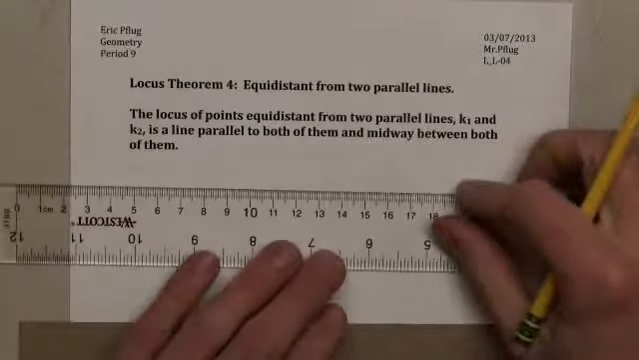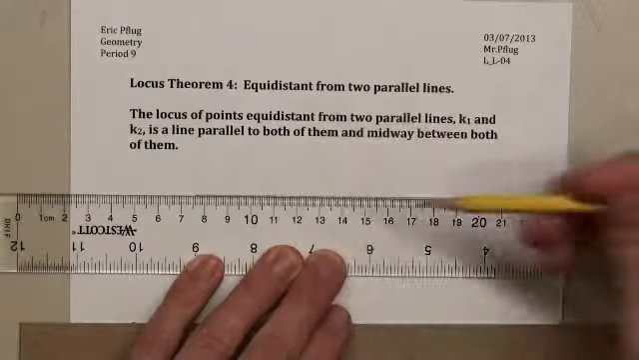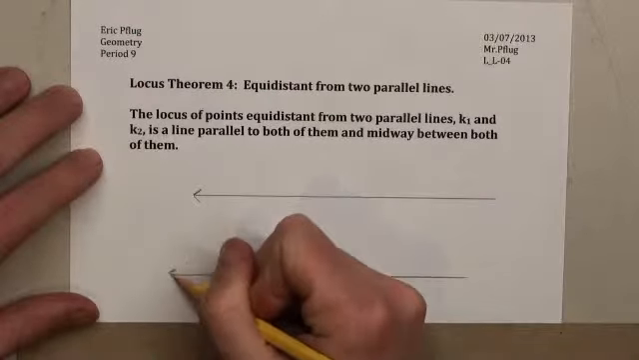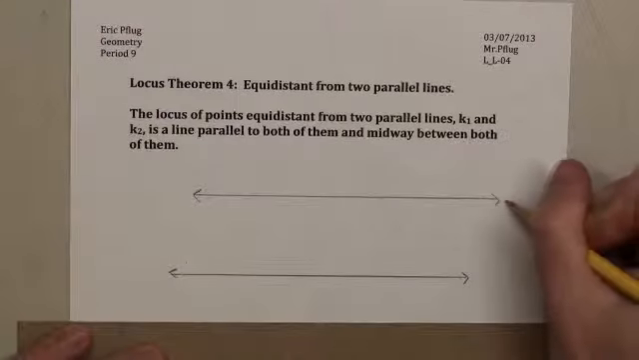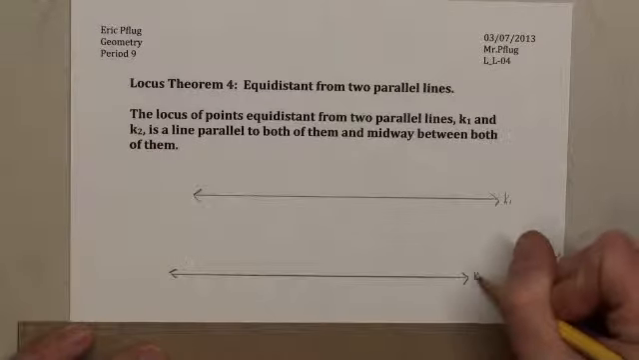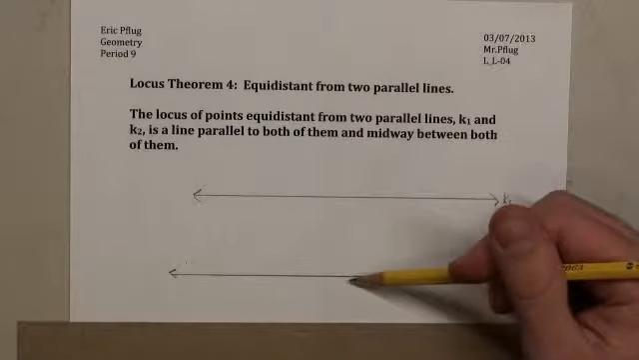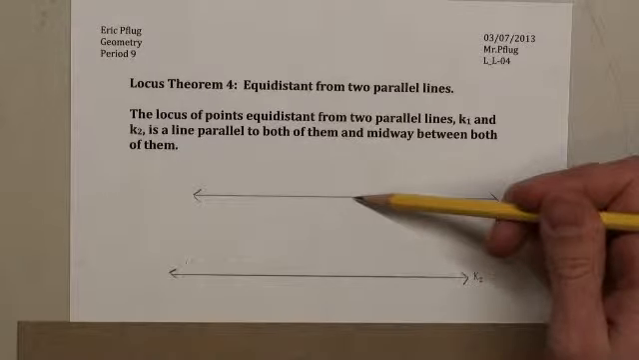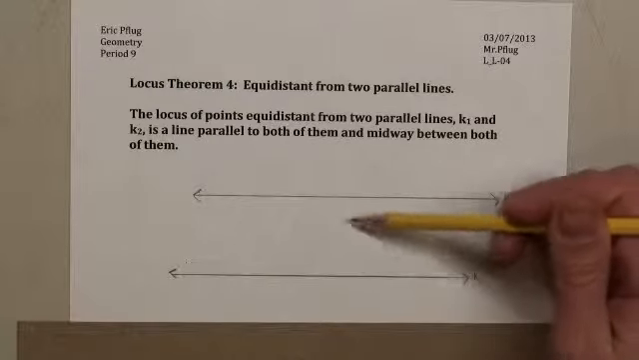Say we have, I'm just going to use my ruler to draw both. I'll draw one on the top, one on the bottom. Say we have two parallel lines. Let's call the first one K1 and we'll call the second one K2. Think of the points that are the same distance from these two lines. I can't go above the line because I would be closer to the top line. And I can't go below the line because then I would be closer to the bottom line. So it's somewhere in the middle.